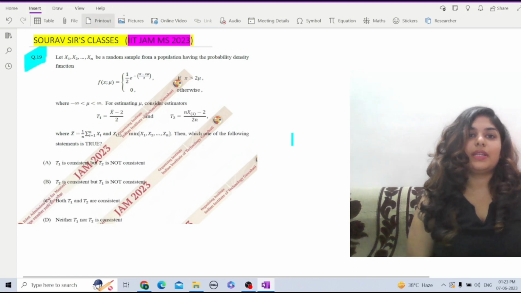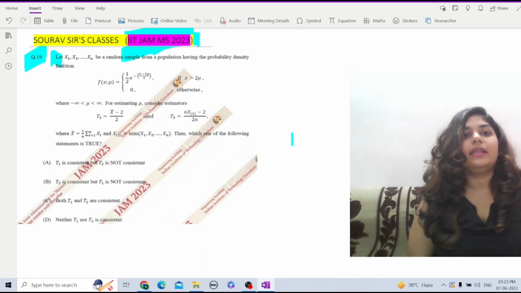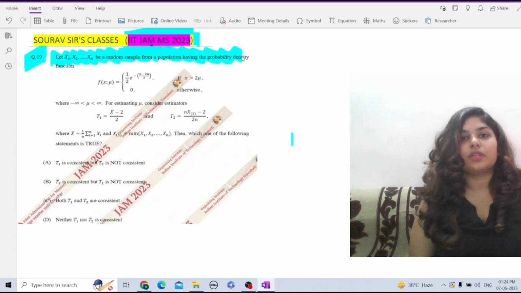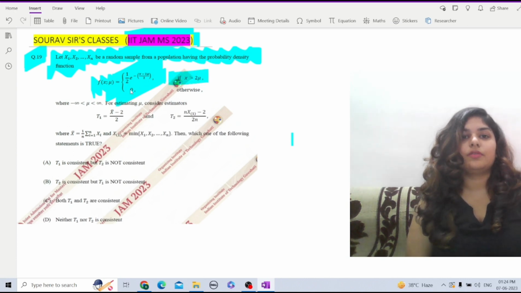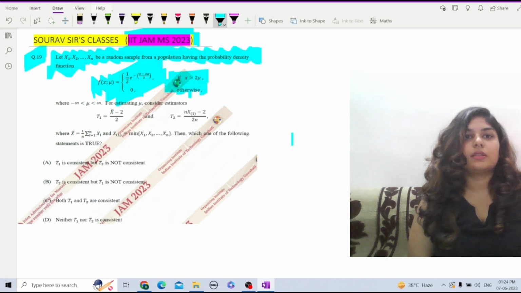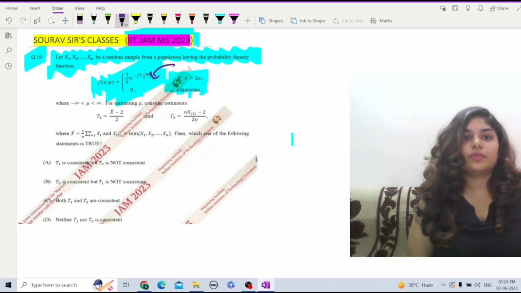Next question here is question number 19 from the IIT JAM 2023 MS question paper, right? Now let X1, X2, ..., Xn be a random sample from the population having the probability density function f(x, mu) equal to half of e to the power minus (x minus 2 mu) upon 2 if x is greater than 2 mu, 0 otherwise. From this we can say that this is basically our two-parameter exponential, that is e to the power minus (x minus alpha) by beta, over beta. That is the PDF. So basically here alpha is equal to 2 mu and beta is equal to 2.